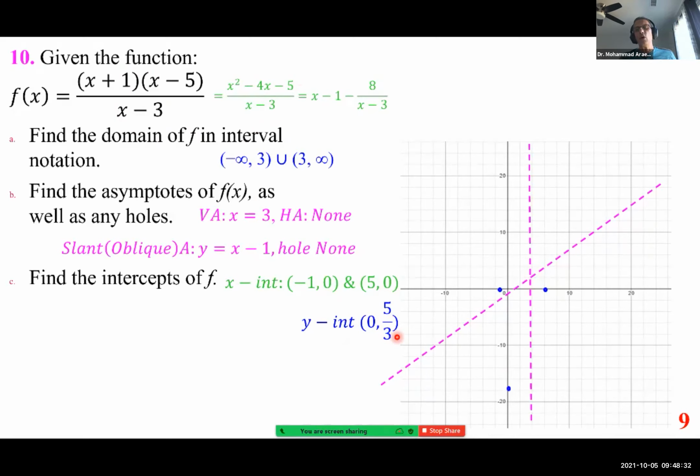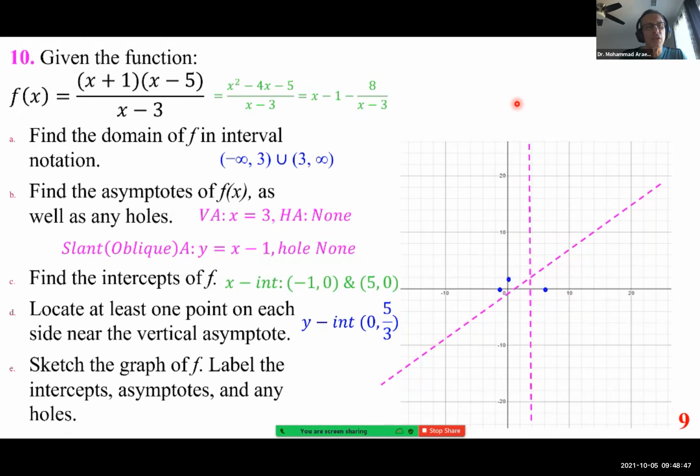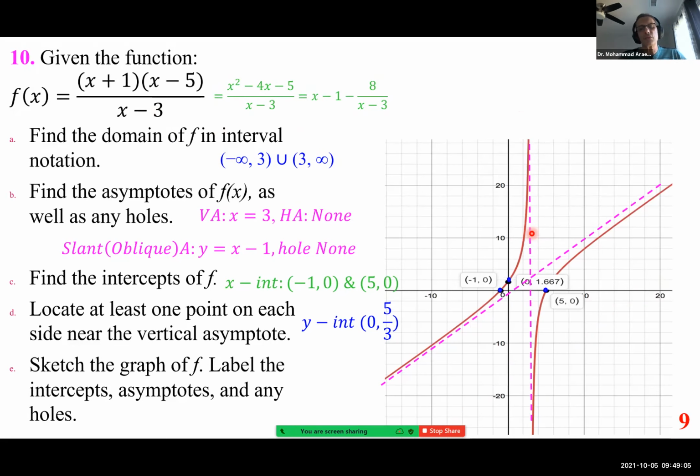So take a look. And I hope you realize that's really good enough. That pretty much gives you this part and this part. Those are the graphs, and you're done. Locate at least one point on each side near the vertical asymptote, sketch the graph. You really don't need any more points, but you're more than welcome to pick a point to the right of x equals 3. For example, plug in 4, and to the left of it, we already have 2. So this is the graph. You don't need to locate more, but it is absolutely up to you. And the graph looks like this.